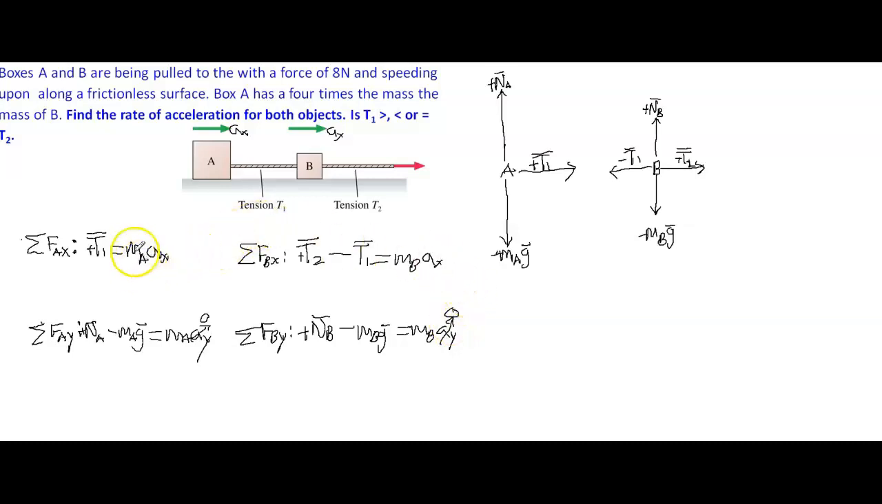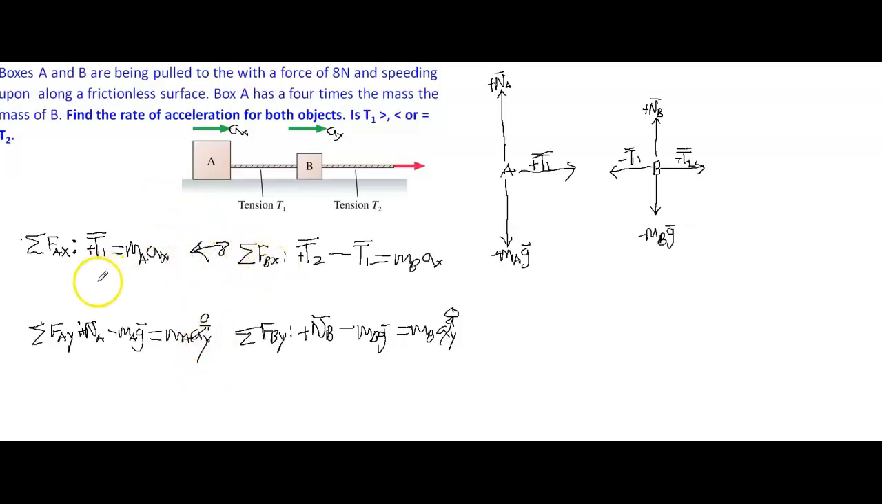So now what we're going to do is merge some equations together. And the interesting thing is, if there's no friction, most of the time you're just using the y direction forces to get the normal force, because friction is the frictional coefficient mu sub s or mu sub k times the normal force. So in this case, the y direction equations aren't going to be useful at all. It's only going to be the x direction.